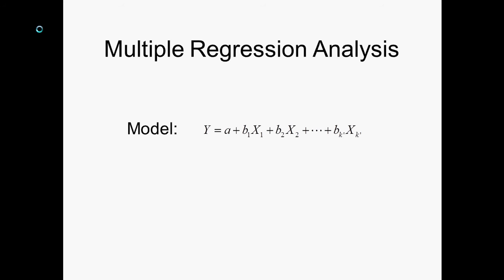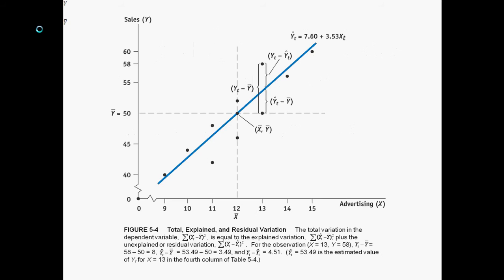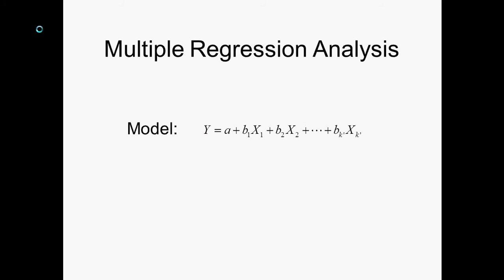So, first of all, notice we had a model before. The model before was just an x, but now we have a whole series of them. Instead of just x, we now have x1, x2, and so on all the way up to xk. We can have lots of different explanatory variables here.